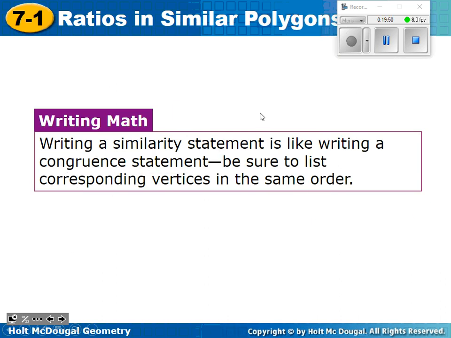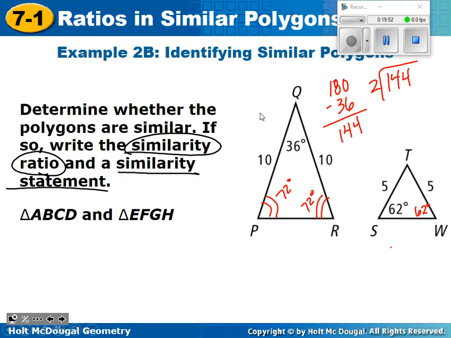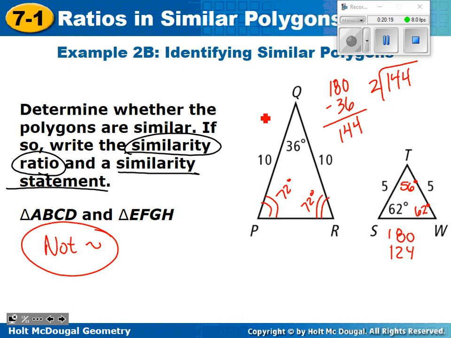And I'll come back to exactly what you said, Ridley, in just a second. So this is 124. Subtracted from 180 is 56. Okay. And Ridley said, I didn't go that far. I didn't need to because once she noticed that we had 72, 72, that didn't match 62. So we automatically know these shapes are in what? Not similar. Okay, so they are not similar. And if they're not similar, then you don't have a similarity ratio and you don't have a similarity statement.